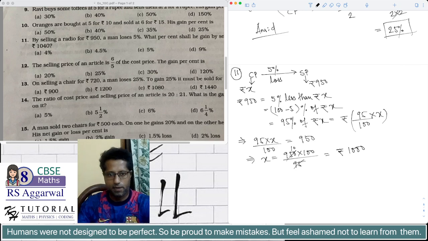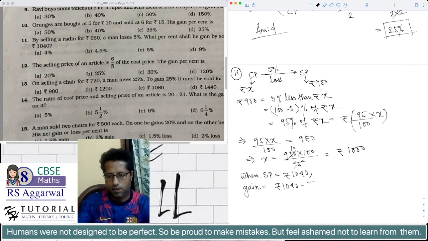Now it is saying that if the selling price is rupees 1040, we can see that the selling price 1040 is greater than the cost price 1000. So there will be a gain equal to rupees 1040 minus rupees 1000, which is the cost price. This is equal to rupees 40.